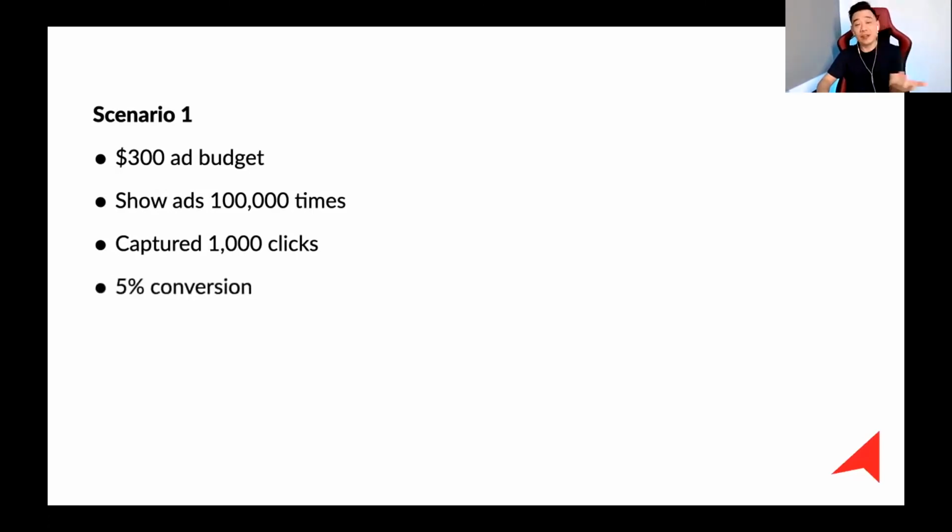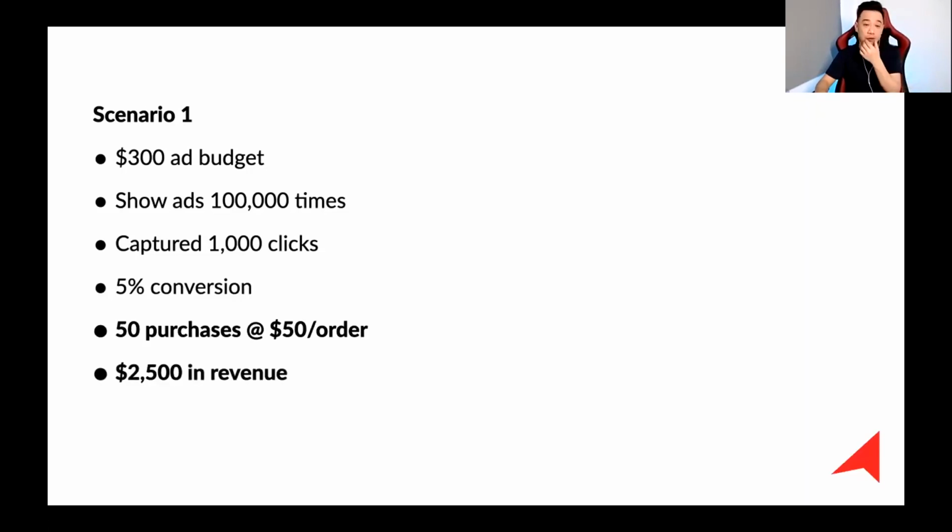Let's say you get about a 5% conversion rate, meaning that about 5% of these 1,000 people who click will buy. Every purchase would get you about $50 per order. You get about $2,005 in revenue.